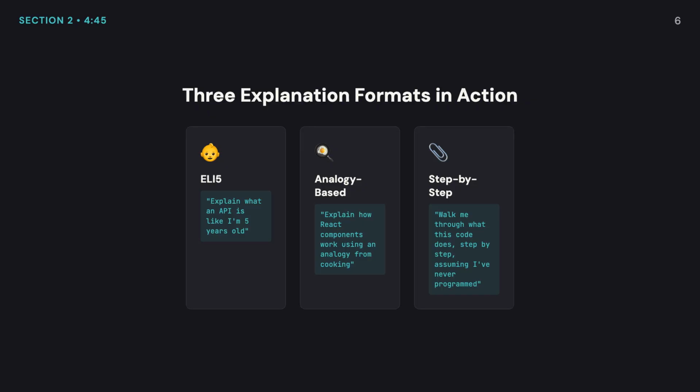Let me show you all 3 formats in action. Explain like I'm 5 gives you the simplest possible explanation, great for brand new concepts. Analogy-based connects the new idea to something you already know, perfect for making abstract things concrete. And step-by-step walks you through a process in order, ideal for understanding how things work under the hood.